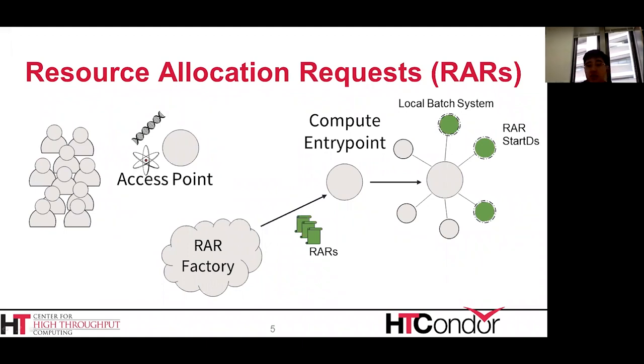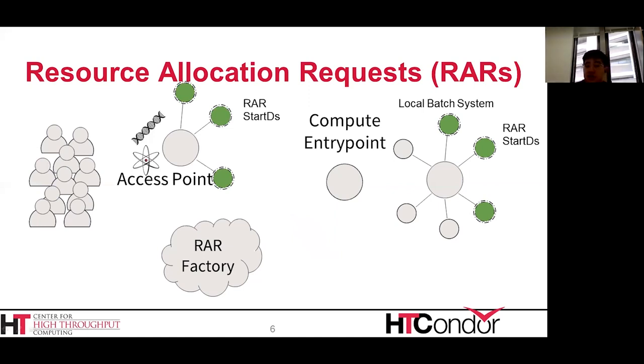The CE will then take those allocation requests and submit them to the local batch system, taking into account any local policies, specific partitions or accounting groups that these allocation requests should go into. Then the local batch system will start running these jobs on their worker nodes. The neat thing about the allocation requests is that they will start up some Condor startds.